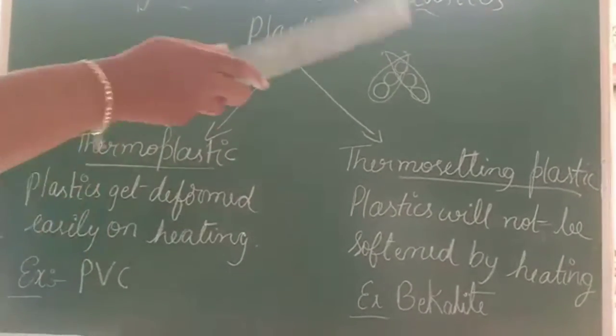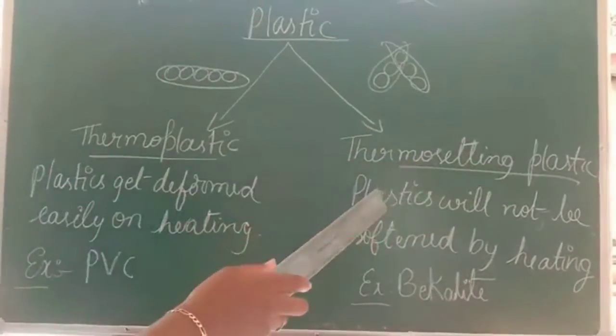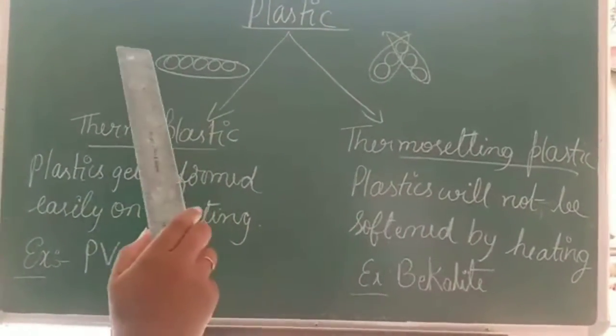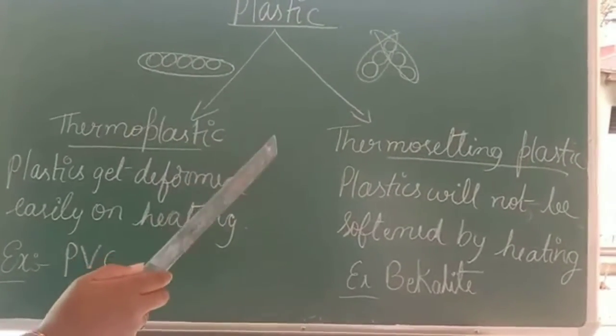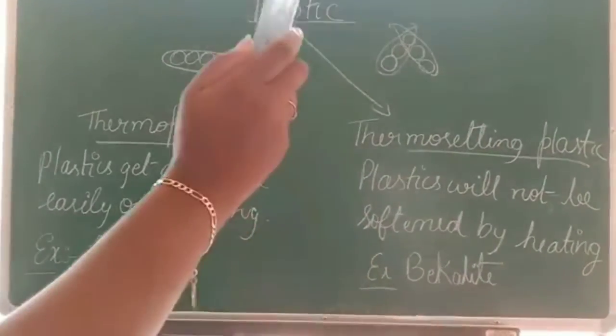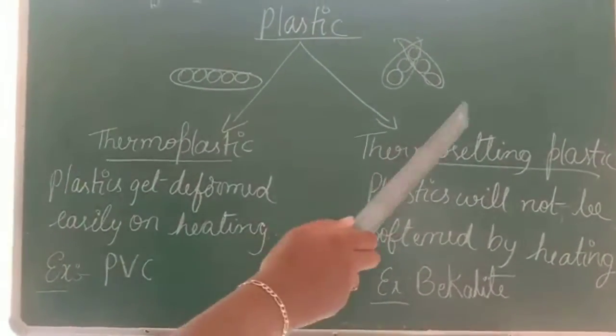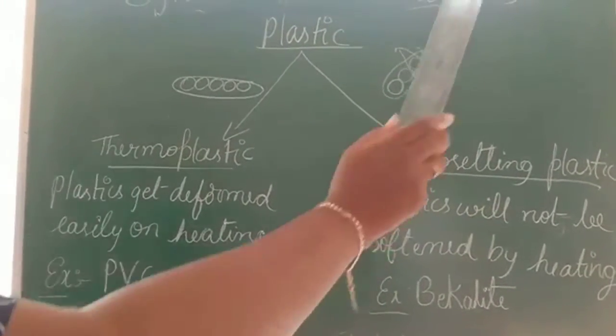Next, coming to the second type of plastic, that is thermosetting plastic. Thermosetting plastic is completely opposite of thermoplastic, which melts very soon when you heat it. Here it does not melt. This is a very strong plastic. Plastics that will not be softened by heating are called thermosetting plastic.